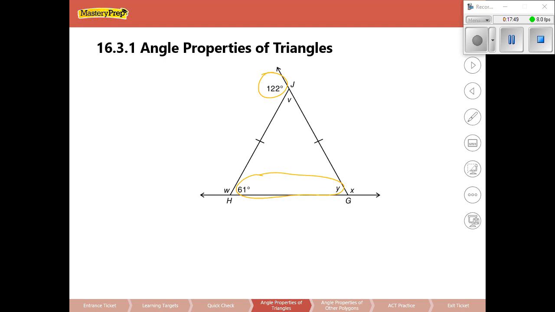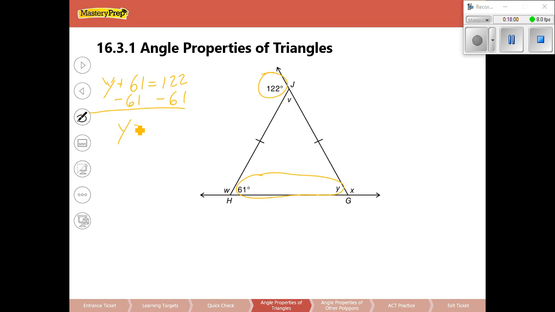So we're really saying that Y plus 61 is 122 degrees. We can just subtract 61 from both sides, telling us Y is 61.